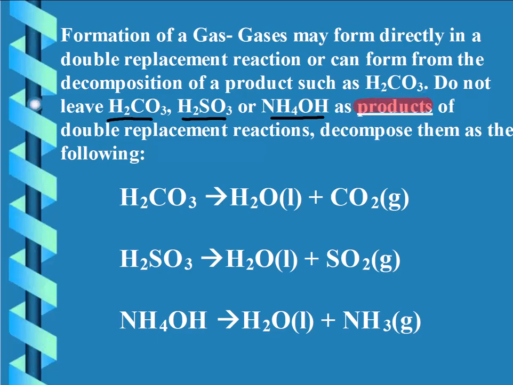So if you see one of those 3 as products of a double replacement reaction, we're going to decompose them further as shown here. So carbonic acid breaks down into water and CO2, sulfuric acid to water and SO2, and ammonium hydroxide to water and NH3. Notice they all have water. When you take away the water, you're left with those gases.